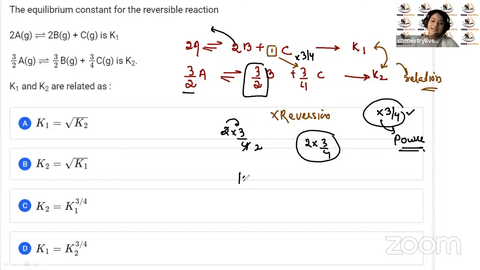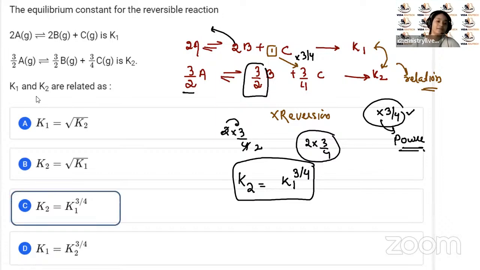Yes. So can I say that K2 is equal to K1, and 3 by 4 has been multiplied, and when you multiply, that goes on to the power. So K1 to the power 3 by 4. And that is in which option, children? Again, in option number C. Right? So this is going to be your correct answer. So we learned a concept and we understood how things are done. Okay, moving on to the next question.